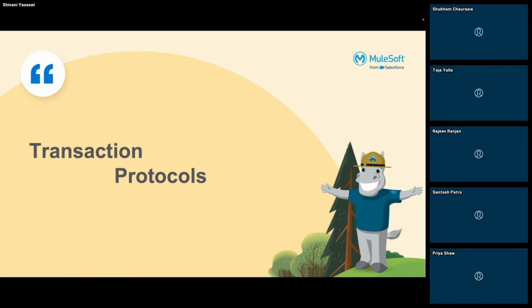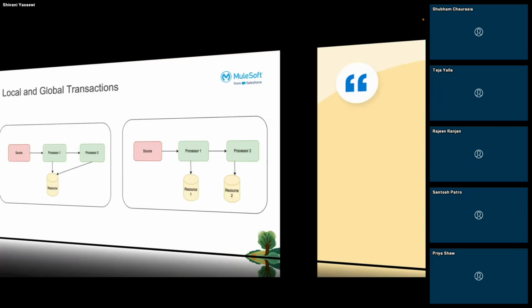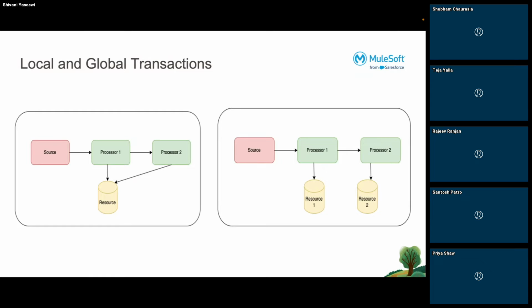So if you are clear with local and global transactions, let us move on to the transaction protocols. Shivani, just like my understanding, here the global transactions you are referring to are the extended architecture, which sometimes is called the XA transaction, correct? Correct.